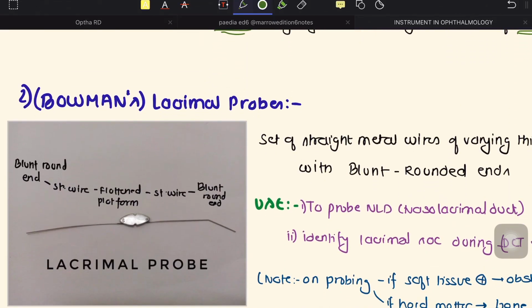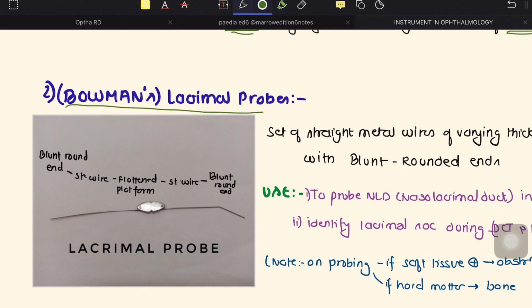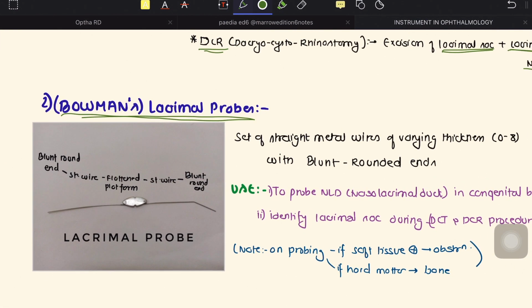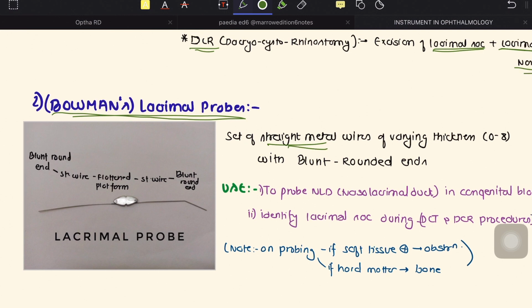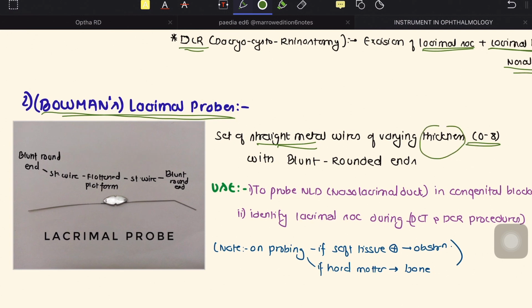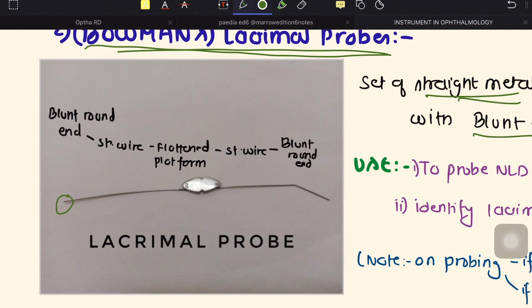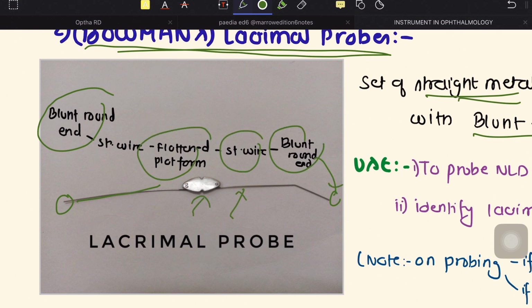Okay. The next instrument is Bowman's probe, also known as Bowman's lacrimal probe. It is a set of straight metal wire of varying thickness, roughly from 0 to 8, with blunt rounded ends. We can see there is a blunt round end, then a straight wire, then a flattened platform, then again a straight wire, and it ends with a blunt rounded end.